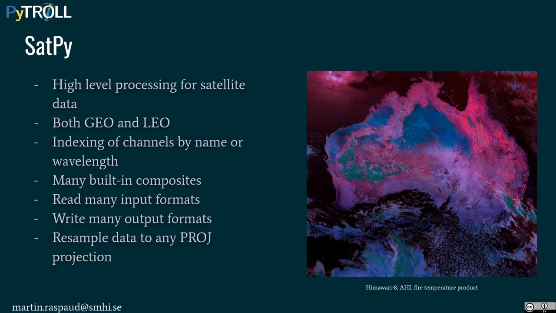So, in summary, Satpy is a high-level processing Python module for satellite data. Both geostationary and low Earth orbiting satellites are supported. The indexing of channels can be done by name, by wavelengths, or other properties that can be defined. Many built-in composites are provided out of the box, as well as many input formats and output formats for your data. You can resample the data to any projection that is supported by the Proj library.